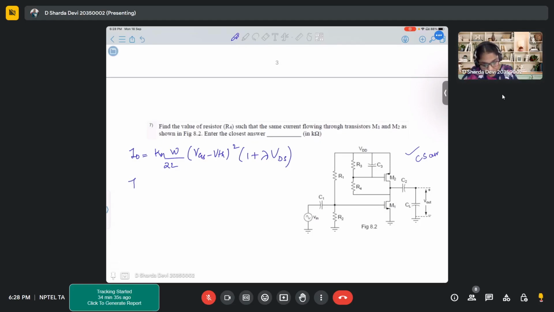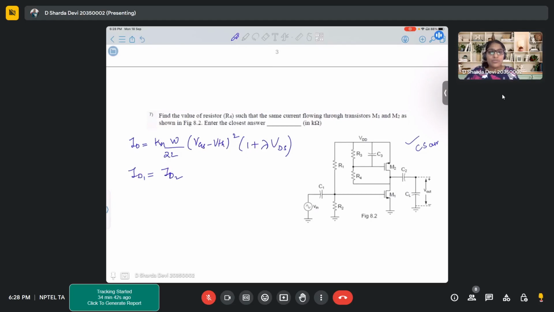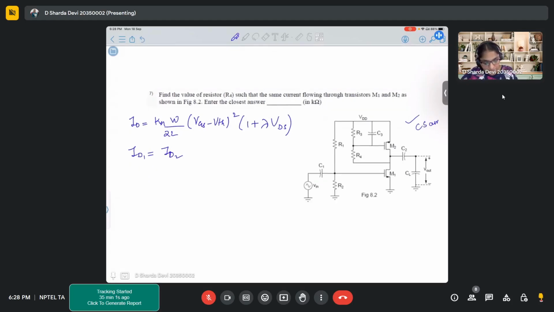So here we'll write ID1 equal to ID2 because the gate voltage was important over there. Now here we already know the gate voltage. So the gate voltage that we have solved in problem 1, we'll use that here. And using that, we'll solve for the output voltage and then we will solve for the resistor R4. So that is how we are going to proceed.